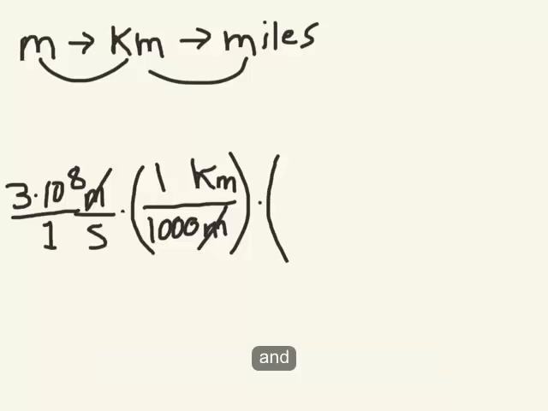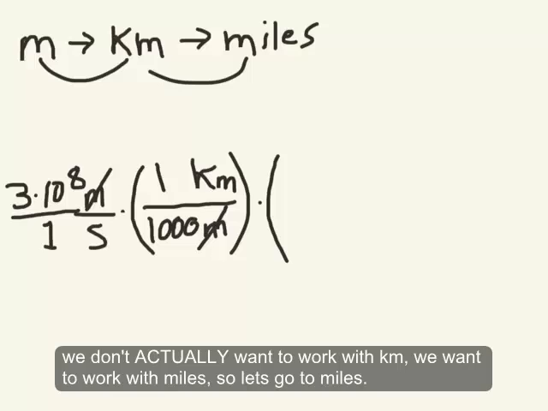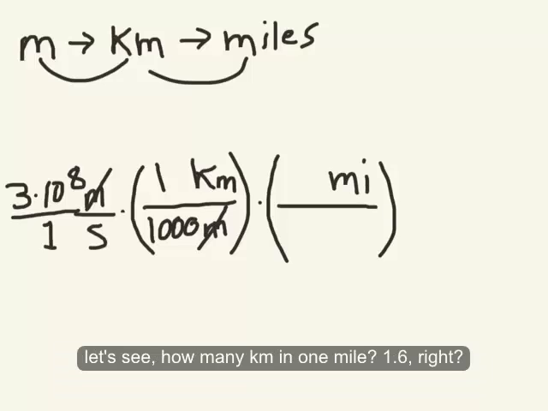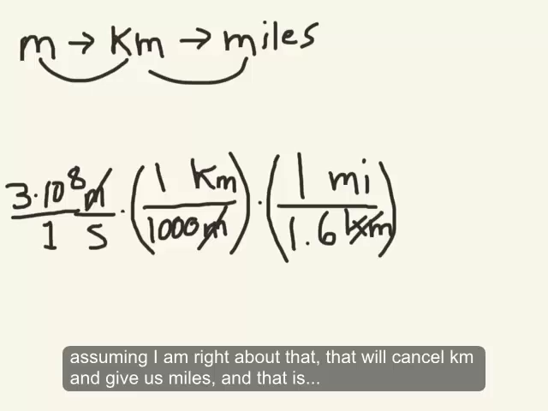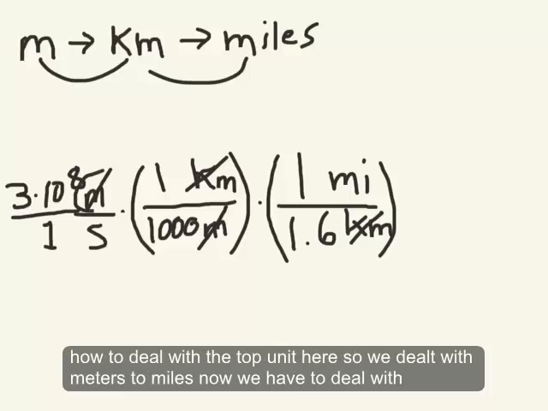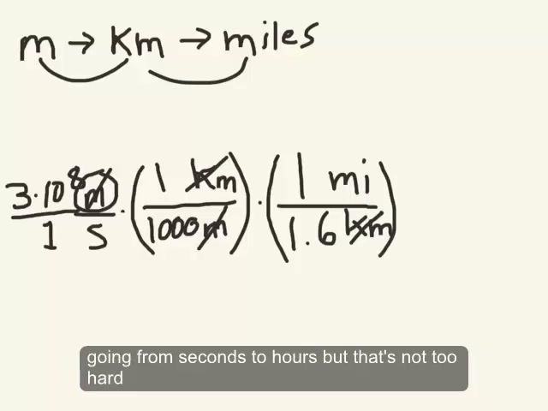And we don't actually want to work with kilometers, we want to work with miles. So let's go to miles. Let's see, how many kilometers in 1 mile? 1.6, right? So, assuming I'm right about that, that'll cancel out kilometers and give us miles. And that is how to deal with the top unit here. So we've dealt with meters to miles. Now we just have to deal with going from seconds to hours.